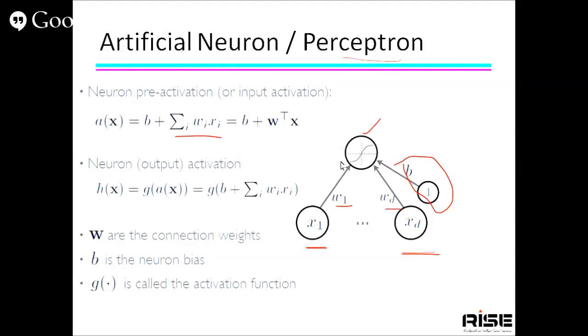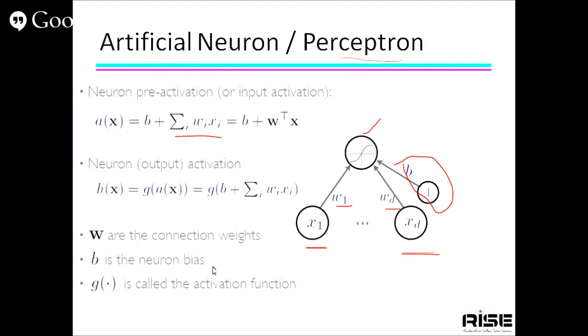After that, you have to go for the step of activation. So activation is something like g of a of x, where g is some function, the activation function that you are applying on this a of x. Here the w are known as the connection weights, b is the neuron bias, and g is the activation function. Now we need to know what this bias and activation function are. I'll explain them in the next few slides.